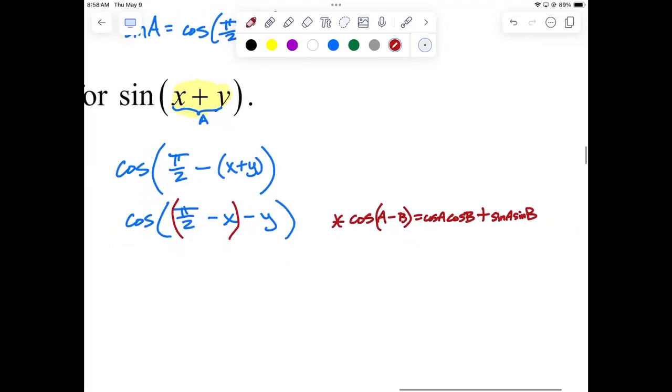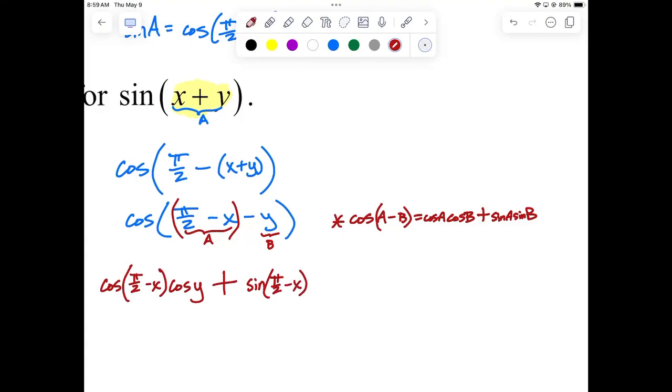Well, I'm going to treat this now as a quantity A, and I'm going to treat this as B, all right? So this is going to be cosine of the first angle, pi halves minus x, times cosine of the second angle, y. And then plus we change the sign, sine of the first angle, which is pi halves minus x, times sine of the second angle, y.